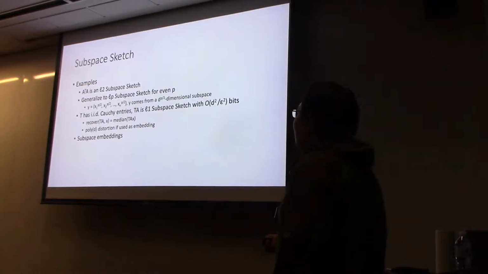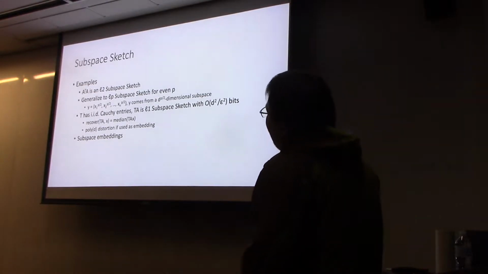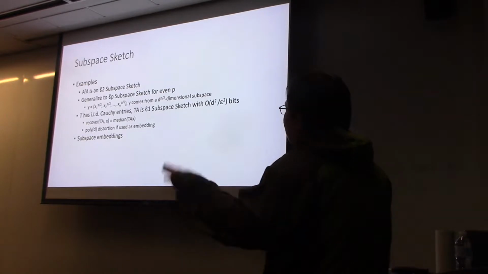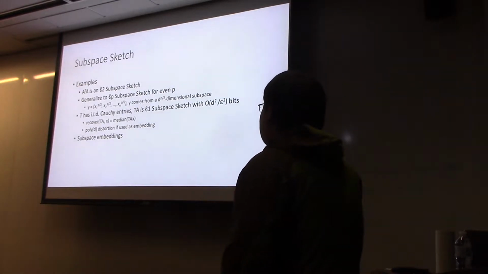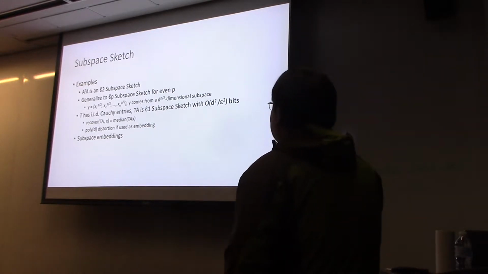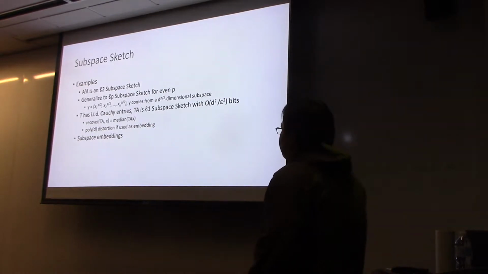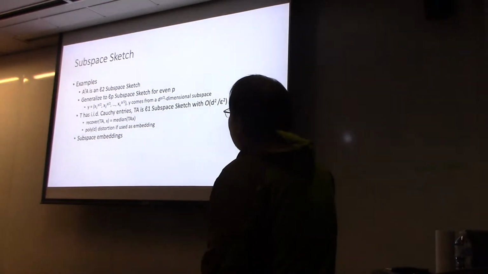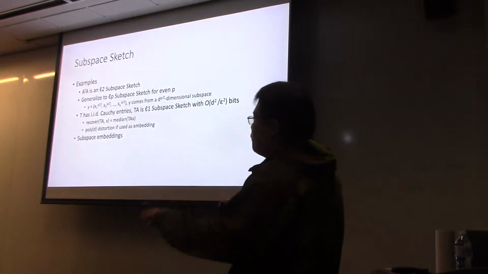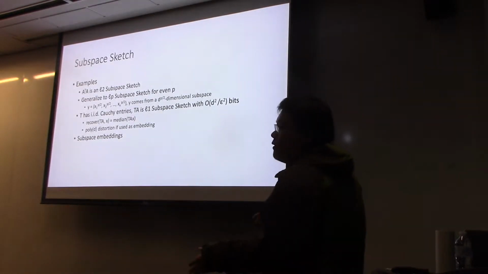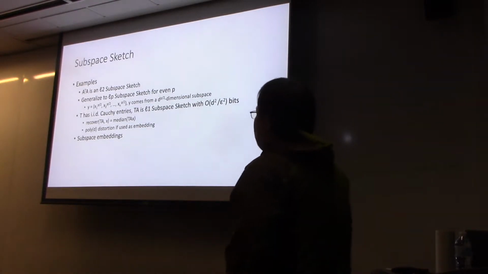And the third example is the following. So let's suppose T is a matrix with i.i.d. Cauchy entries. If you don't know what a Cauchy random variable is, don't worry, I will not get into details. And we can actually show that T times A is an L1 subspace sketch if T has d over epsilon squared rows. And what's the total number of entries we need to store? Well, this TA matrix has d over epsilon squared rows and d columns, so it's d squared over epsilon squared. So you need to somehow store this number of bits.